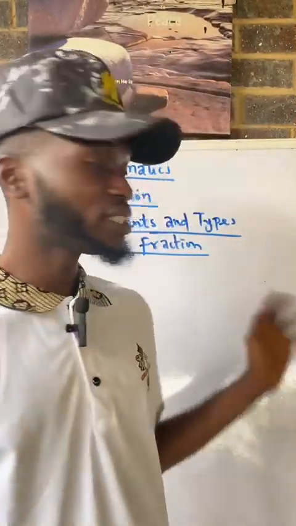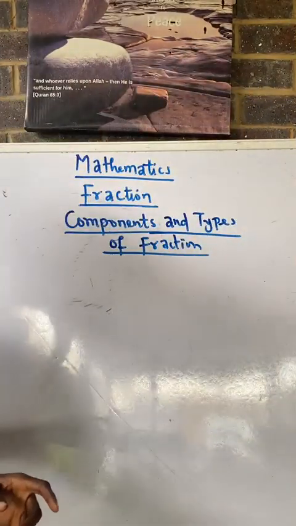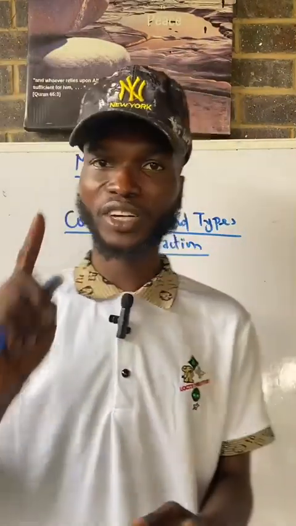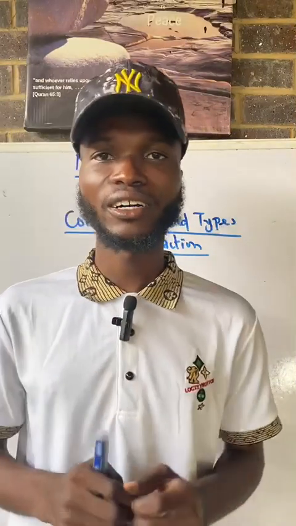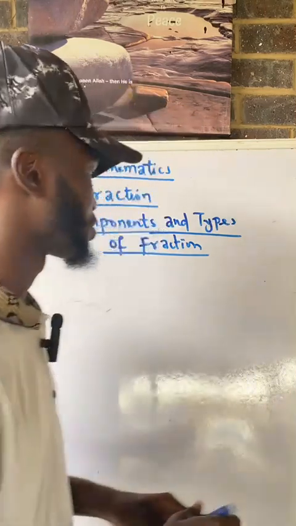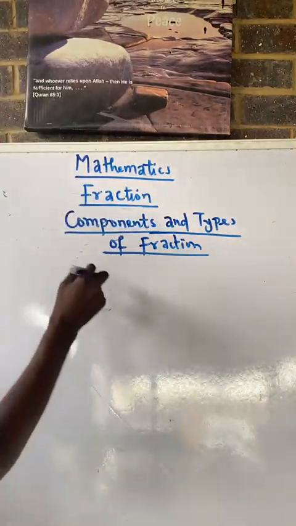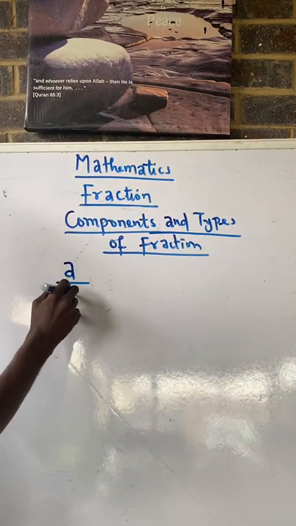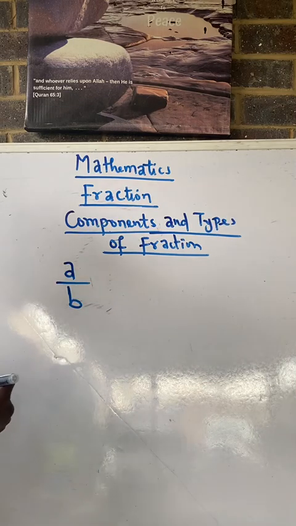All right, in this video, we'll be looking at components and types of fraction. Let's go. Now, fractions, take note of this. Fractions generally have three main parts. So that's the main part of fraction, three. Let's take, for instance, A all over B. I'm just using a general example.